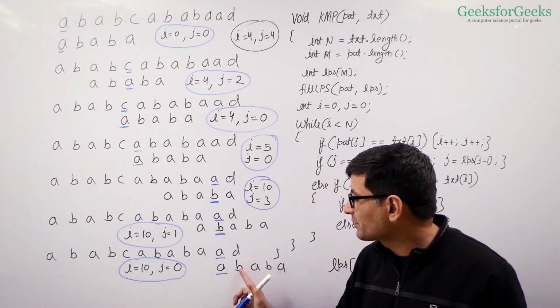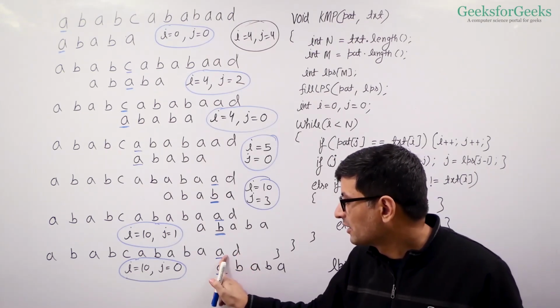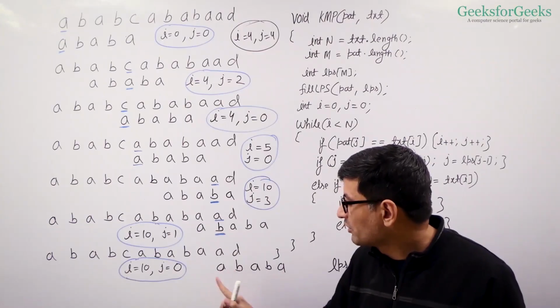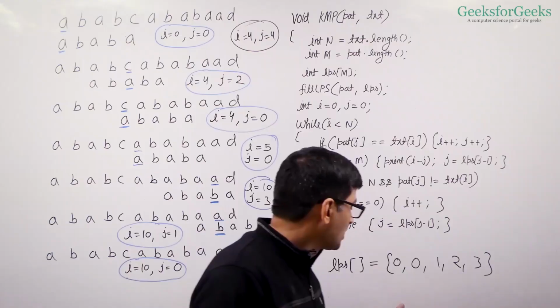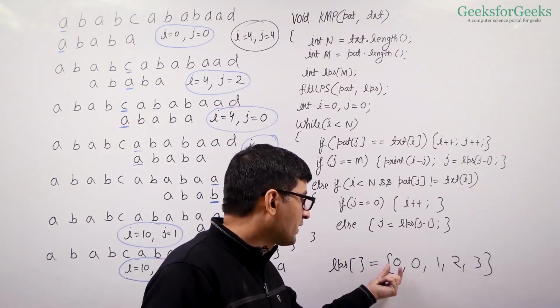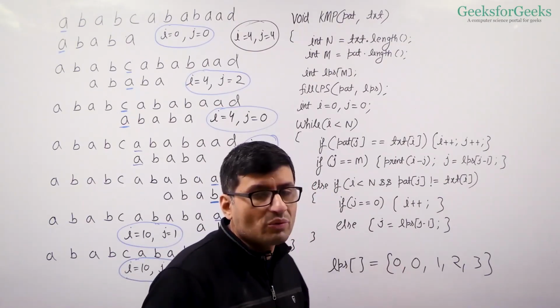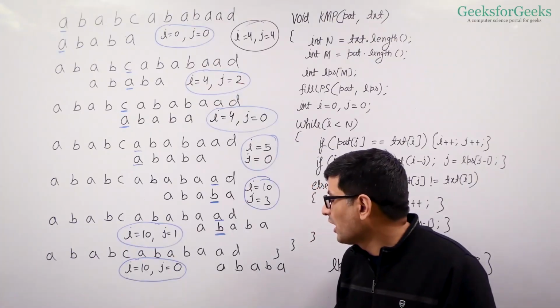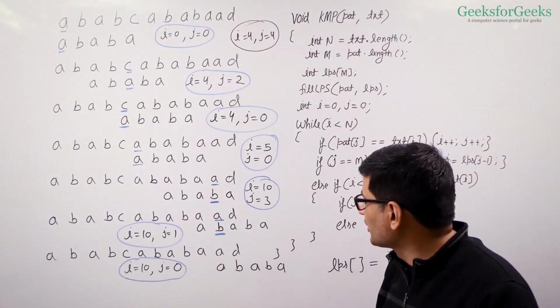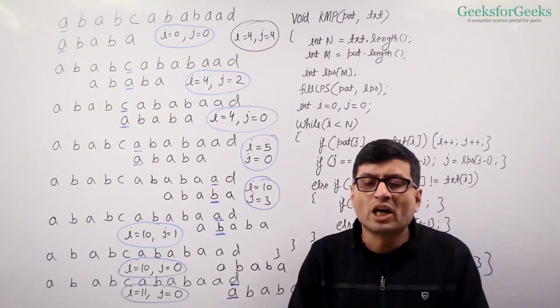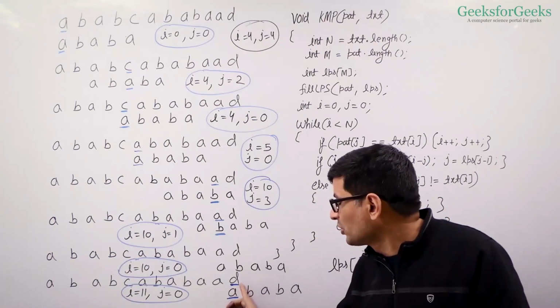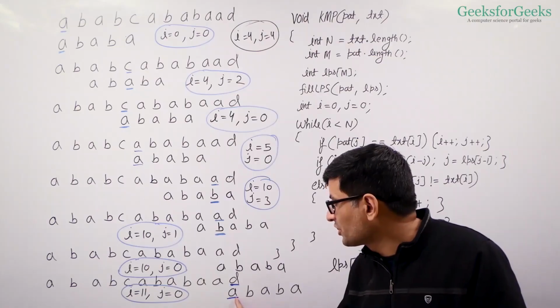And we see a mismatch. These two do not match. I equal to 11 and j equal to 1. They do not match. So what are we going to do? We are going to consult the LPS array, right? We are going to find out LPS of 0, which is a 0 value. So we are going to update j as 0 and we are going to keep I as 11. Now I have aligned I equal to 11 and j equal to 0.